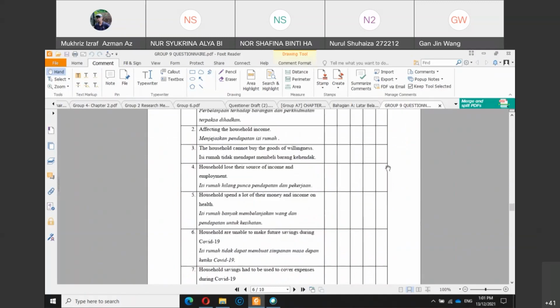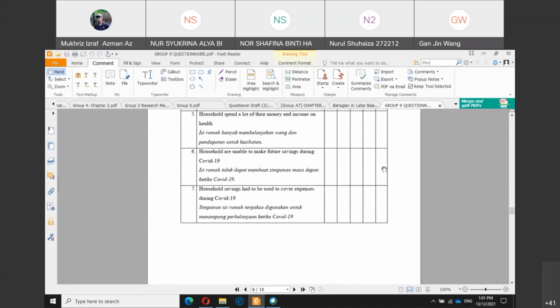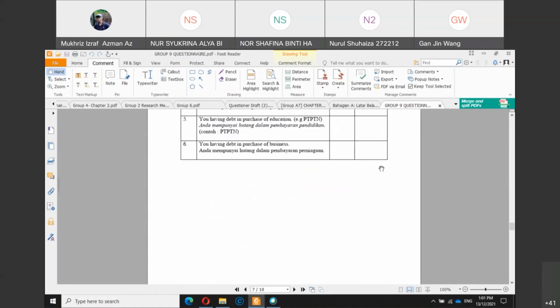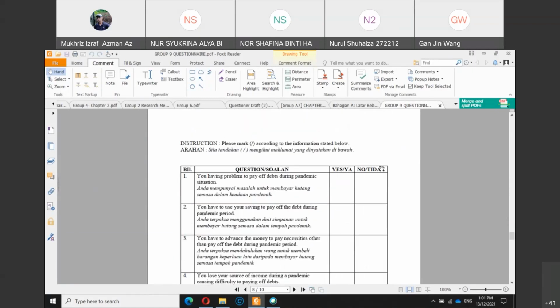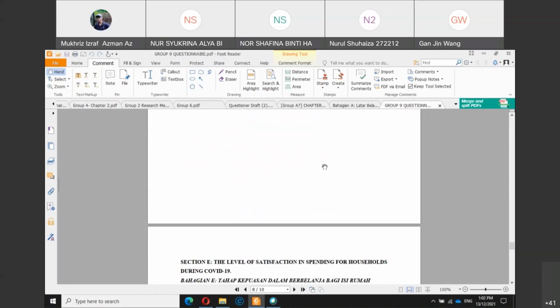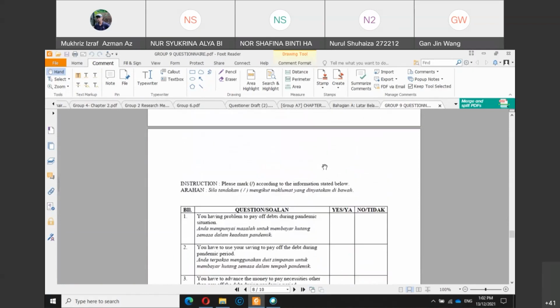So this questionnaire you all dapat daripada mana? Daripada PAS tesis. Memang tentang COVID-19 juga? Kami ubah lah, sir. Ubah ikut tajuk.